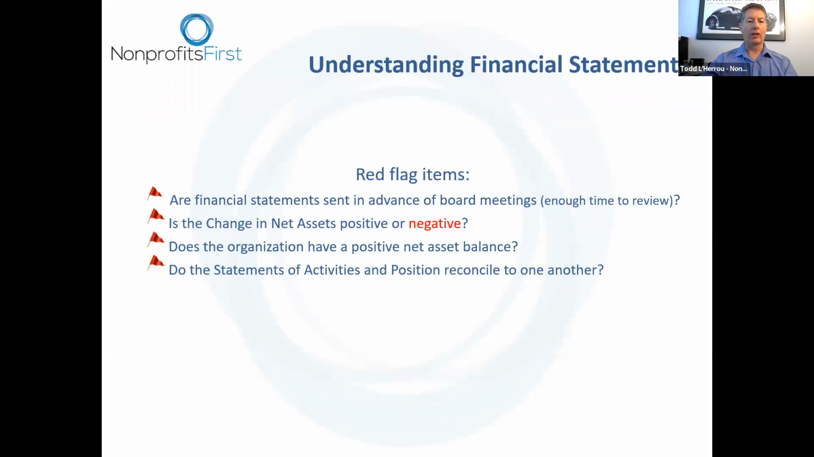As I mentioned, you want to check that the statements of activities and the statements of financial position reconcile to each other. Are there line items with the same dollar amount that are being carried over multiple years? We've seen this from time to time in some of the many financial statements that we see here at Nonprofits First, where you see a particular line item show up 2 or 3 years in a row with the exact same dollar amount in there, in which case you have to wonder what's going on.